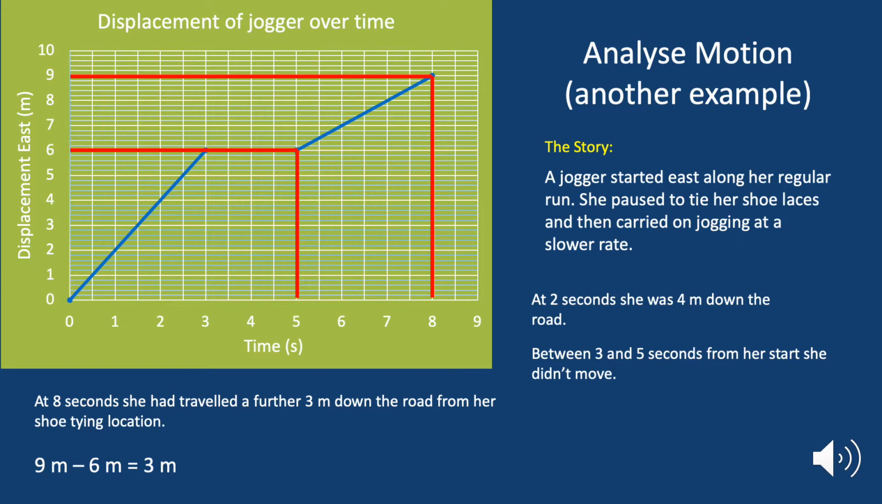At 8 seconds, she travels a further 3 meters down the road from her shoe tying location. How do I know it was 3 meters further down the road between 5 and 8 seconds? Well, when I look at the 5 second marker on the graph, she's at 6 meters. When I look at the 8-second marker on the graph, she's at 9 meters. So 9 take 6 is 3 meters.